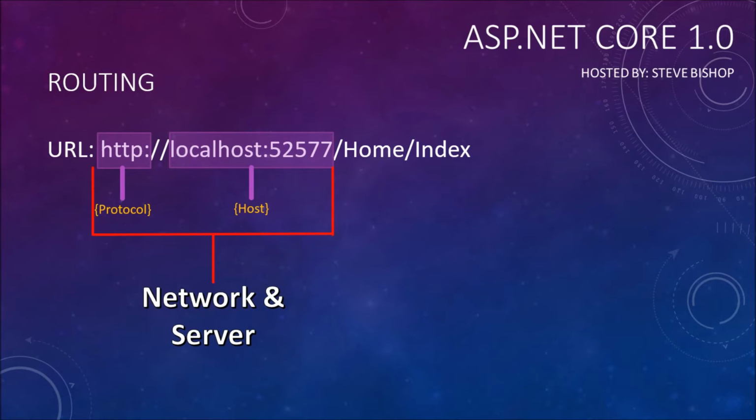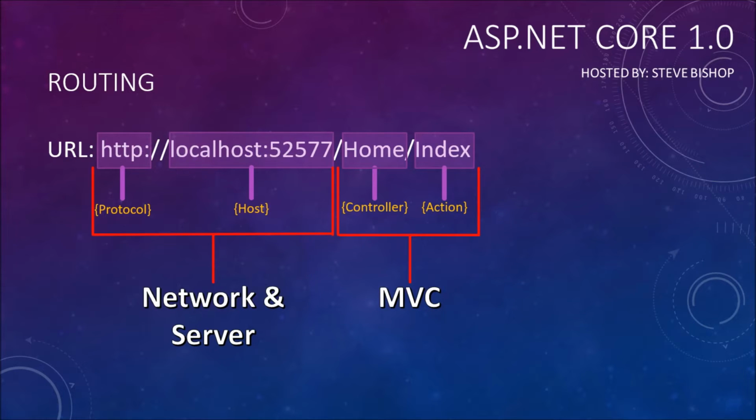Now, after the protocol and host, we get the /home, and it turns out this is a reference to the controller of our application. So this is a user making a request to our home controller, and on that home controller, we're further indicating that we want to go to the index action. Now, the controller and the action sections are managed by the MVC framework.